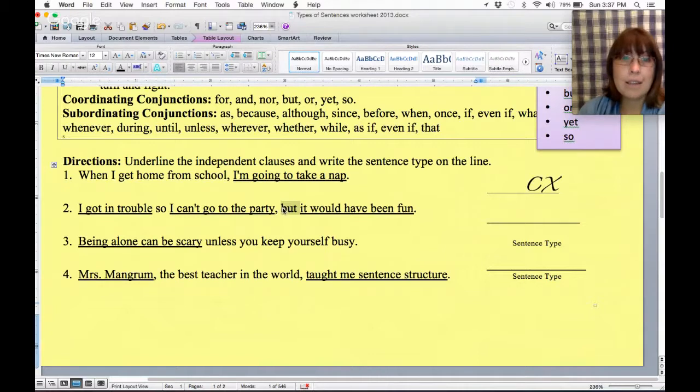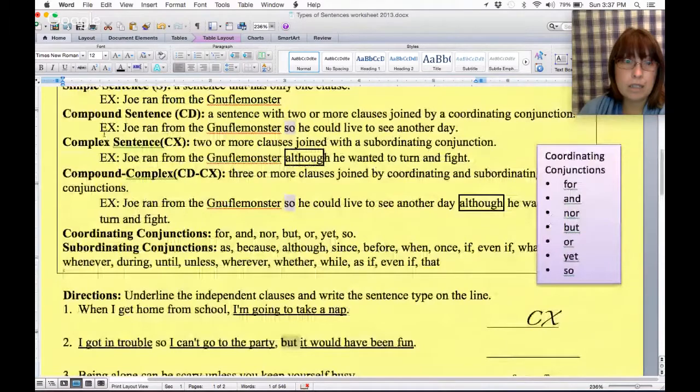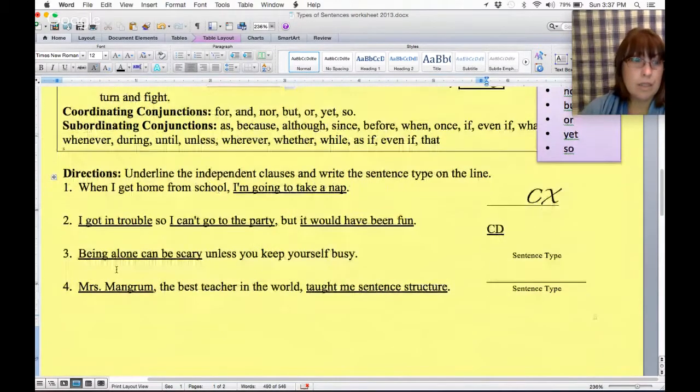But, and that is also a coordinating conjunction. So therefore, we have only coordinating conjunctions here. Looking at our list, 2 or more clauses. So this is a compound sentence. So we put CD right there. CD. Got it? Okay. Now, number 3, being alone can be scary unless you keep yourself busy.